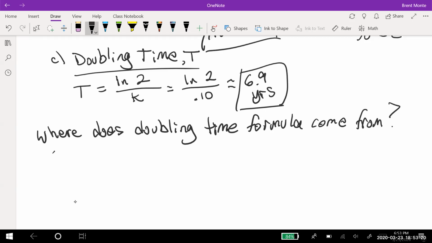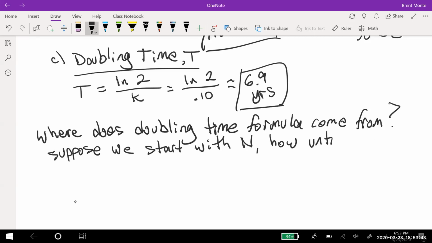So let's suppose we have, and we can pick any number we want to, and in fact, let's just say n. Suppose we start with n. How long until it doubles? All right, so there's our question.